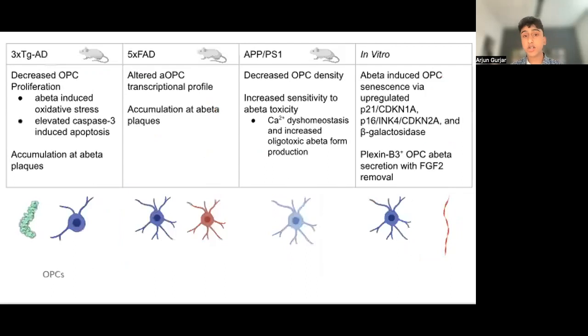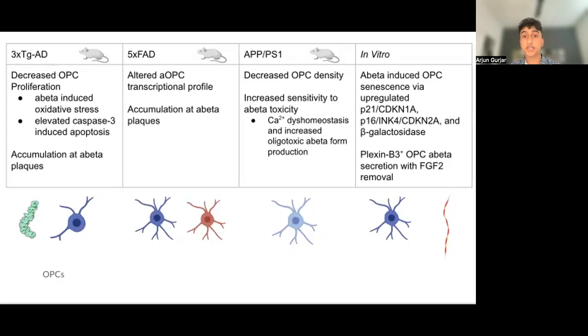Now, let's look at the multiple lines of murine model, or mice model, evidence for OPC involvement in Alzheimer's, beginning with the triple transgene model. Studies noted a significant decrease in OPC proliferation at 6 months, and this is measured by the number of mitotic sister cells, or the cells formed by the mitosis of one cell. There was also accumulation at amyloid beta plaques.